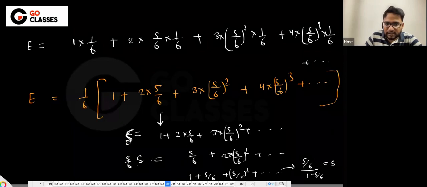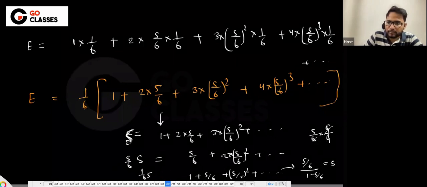and S will be finally 6. Okay, no, S will be 1 by 5 by 6 into 1 by 6. It is 5 by 6 and it is 1 by 6 into 6 by 1. This is 5, and here you are getting 1 by 6s. Okay.